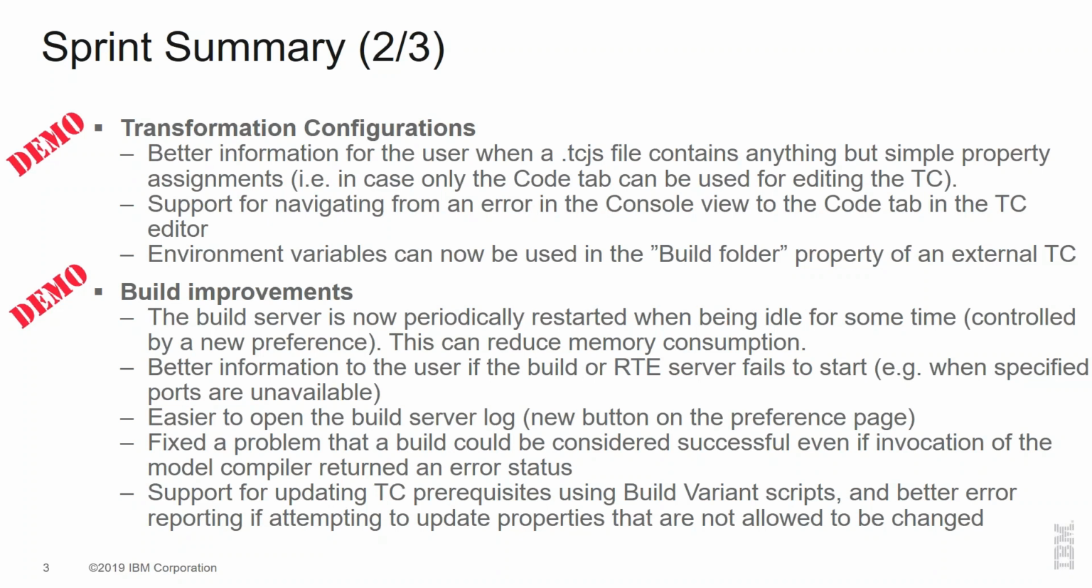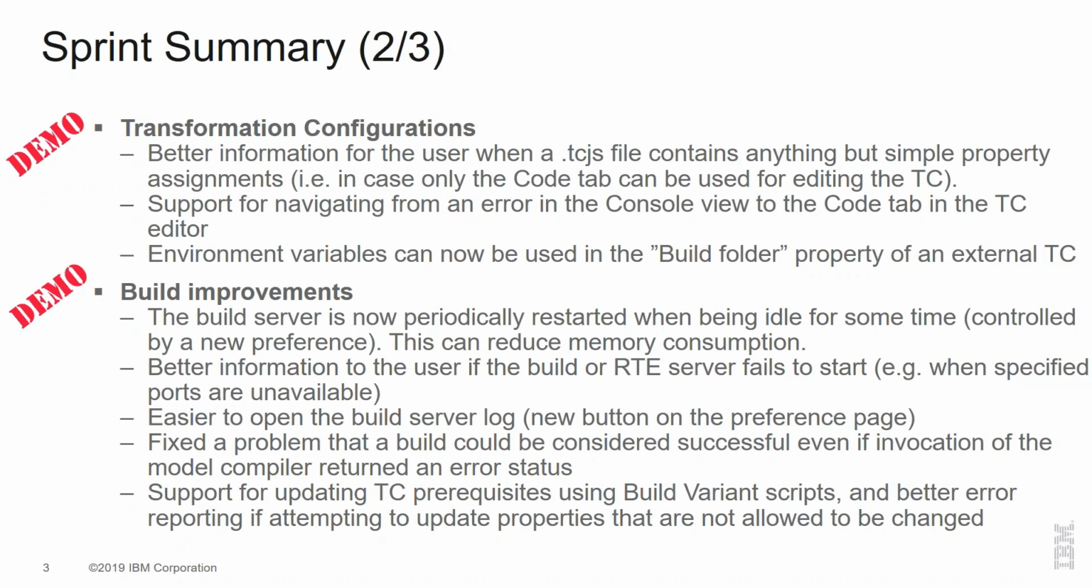There is also now better information for users in case there is any problem when starting a build, for example, or on this RTist server that we also have running as a separate process. A common reason has been that the ports that are used by default are not available on the machine, and now it's easier to find out about that situation because there is a dialog popping up.